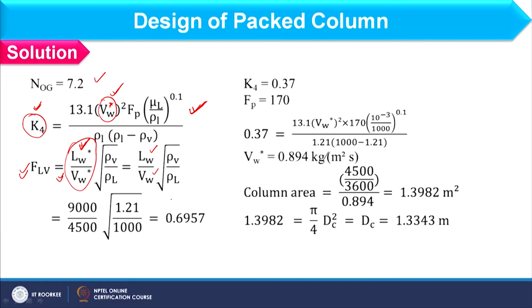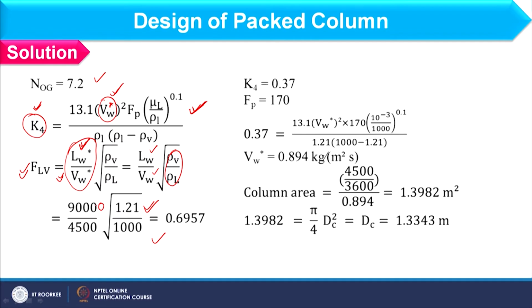So, considering these values, we can find out the FLV value, which comes out as 0.6957, okay. Rho V, rho L, all these values are given to us, and please consider here 90,000, not 9,000, right.